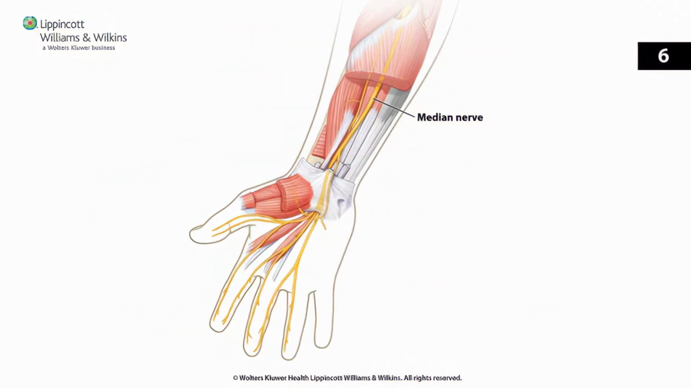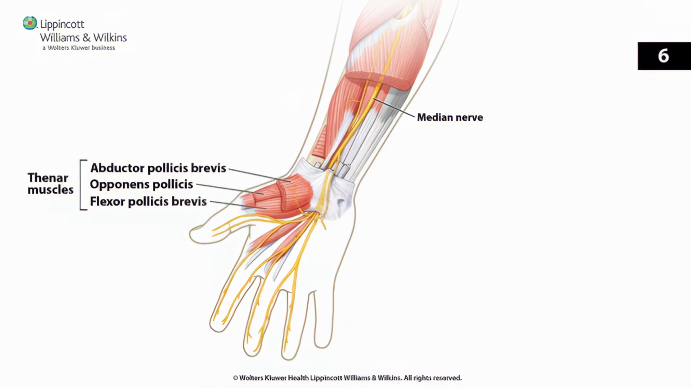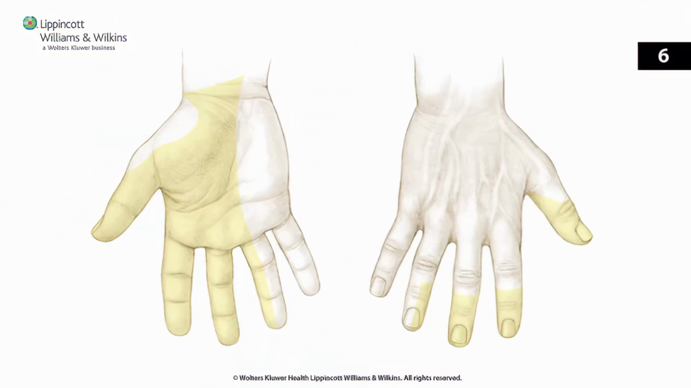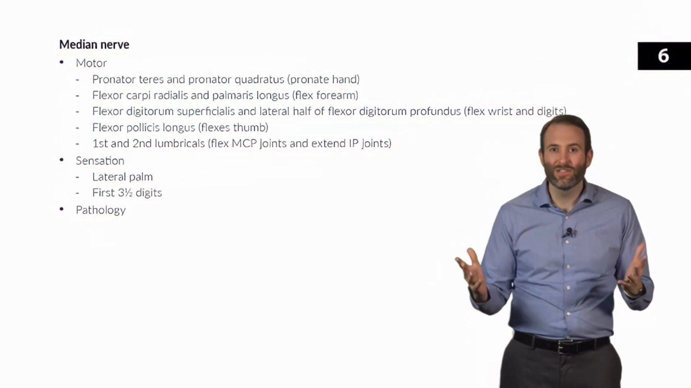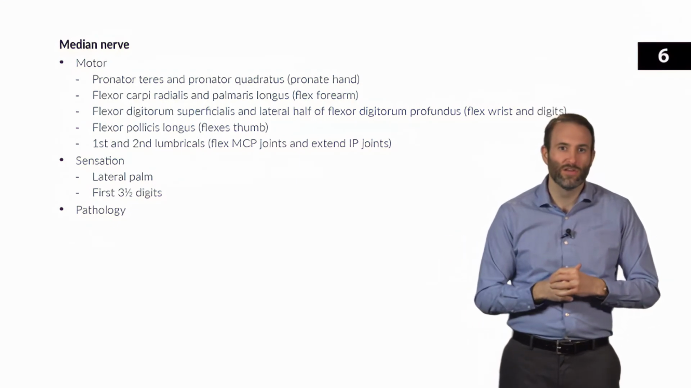Now in the hand, the median nerve supplies the first and second lumbricals, which will flex the MCP joints and extend at the IP joints. The median nerve also innervates the thenar muscles, which includes the opponens pollicis, the abductor pollicis brevis, and the flexor pollicis brevis. What about sensation? Well, sensation from the median nerve will cover the lateral palm in the first 3.5 digits. There will be different presentations, though, depending on the location of injury to this nerve.